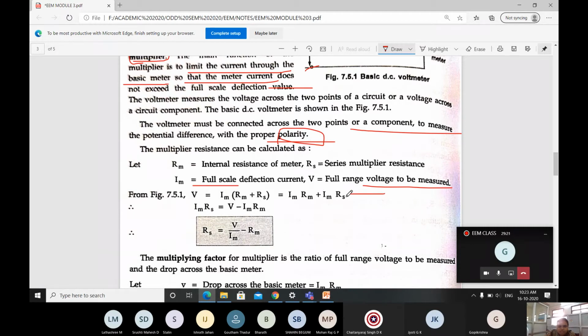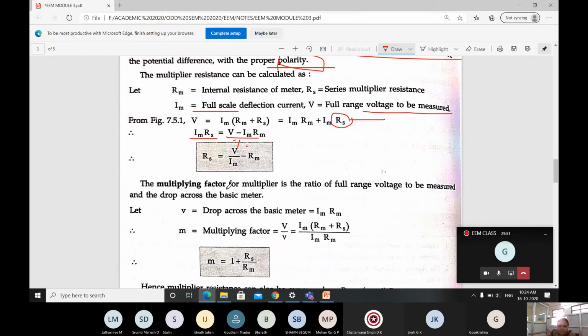From this, which one do we want? We want our series resistance. For that reason, Im Rs is taken on the left hand side, and the remaining goes to the right hand side, V minus Im into Rm. Therefore, Rs is equal to V divided by Im minus Im by Im, which is 1, times Rm. So Rs equals V divided by Im minus Rm.